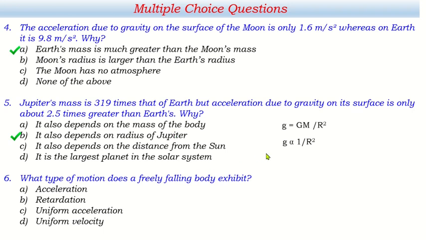Okay, let's have 6. What type of motion does a freely falling body exhibit? Acceleration, retardation. Retardation is completely wrong, because in case of retardation, every second the velocity of the body goes on decreasing, but if a body is falling, its velocity goes on increasing. That's why retardation is completely wrong. Uniform acceleration and uniform velocity. Uniform velocity we cannot say, because every second velocity is increasing. That's why among acceleration and uniform acceleration, which one is correct? Uniform acceleration is correct, because every second its velocity goes on increasing by 9.8 meter per second. So it has uniform acceleration.